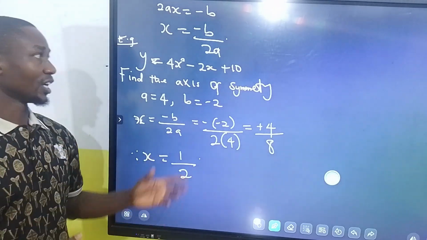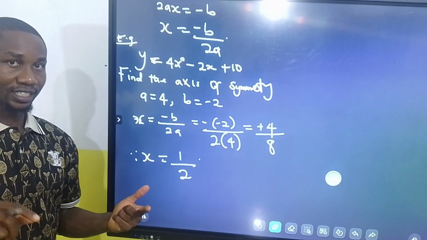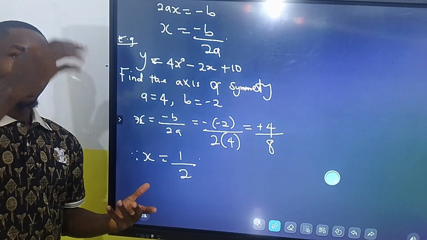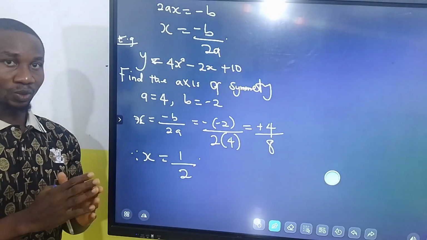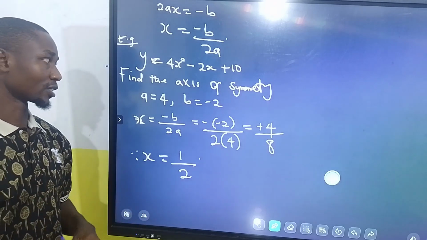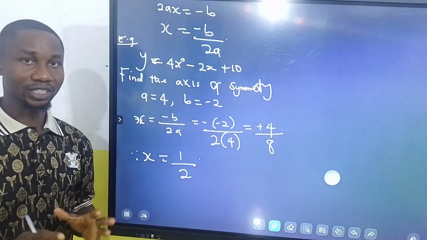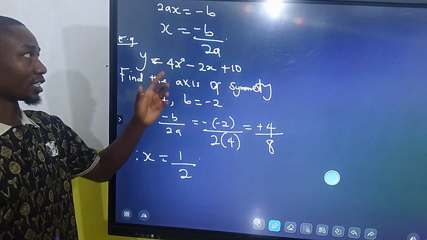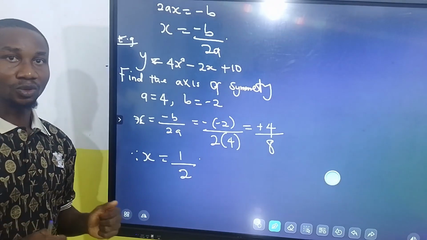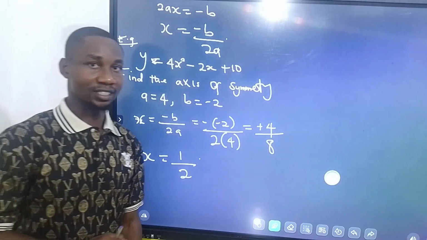On your graph, the mark is at point 0.5 on the x-axis. That is where your graph will be split into equal parts. Your curve, your parabola, will be split into two equal parts. So this particular formula is valid for any given quadratic equation. Simply apply this formula where b is your coefficient of x and a is your coefficient of x squared.